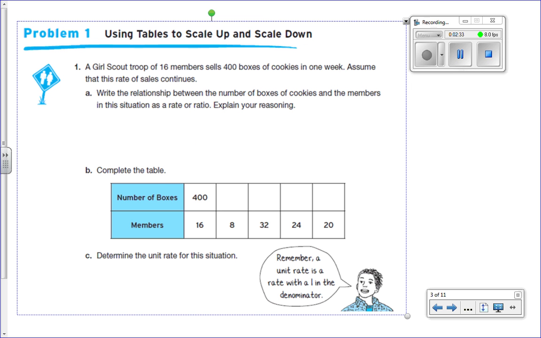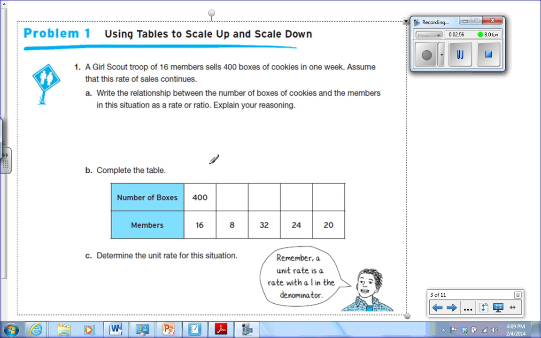So using tables to scale up and scale down. A Girl Scout troop of 16 members sells 400 boxes of cookies in 1 week. Assume that this rate of sales continues. Write the relationship between the number of boxes of cookies and the members in the situation as a rate or a ratio, and explain your reasoning.